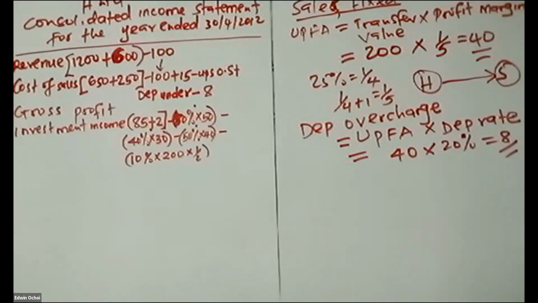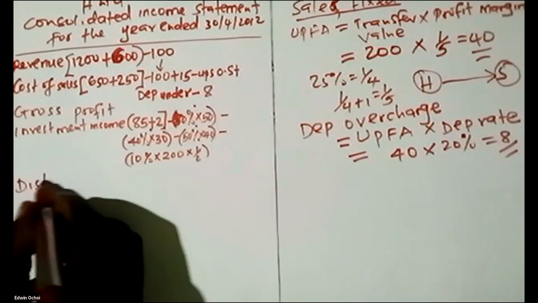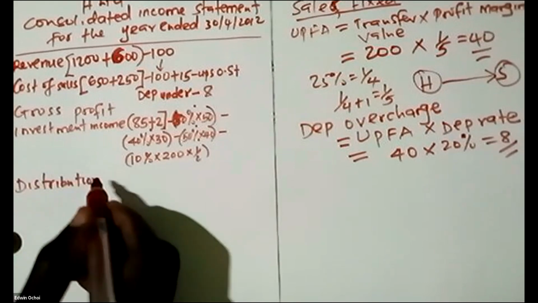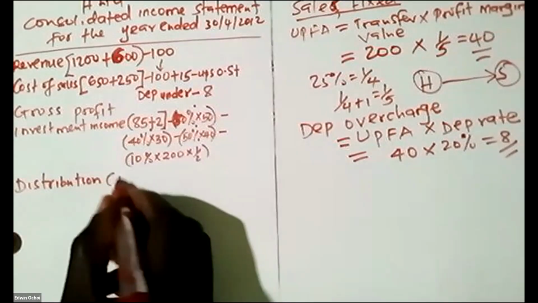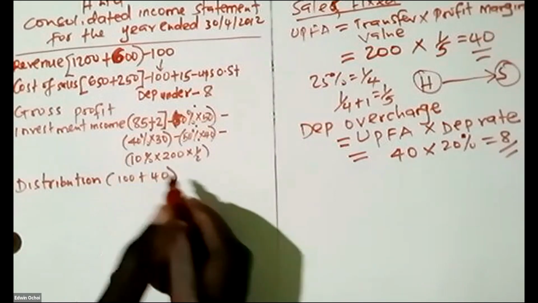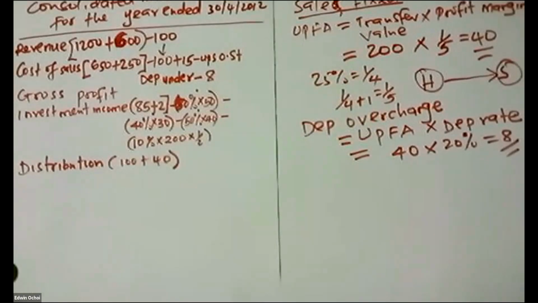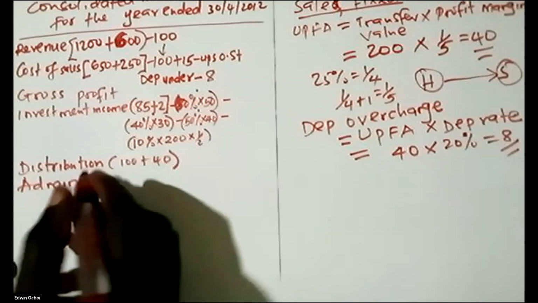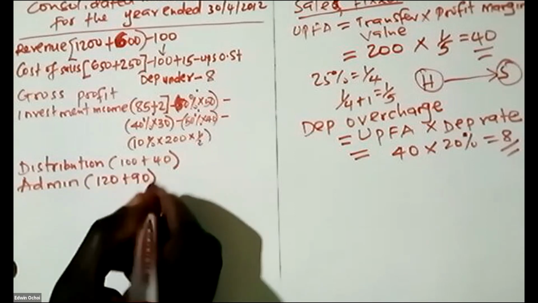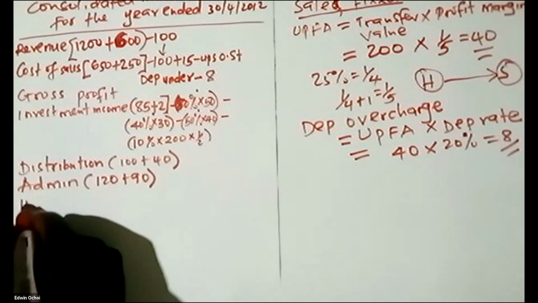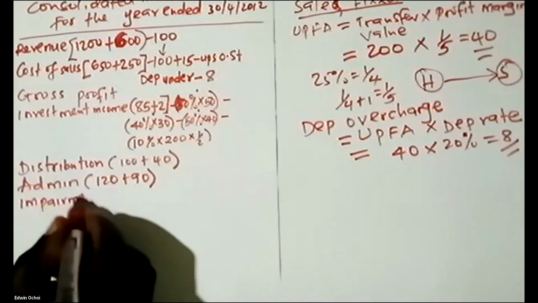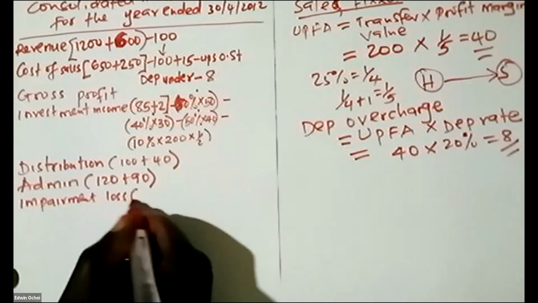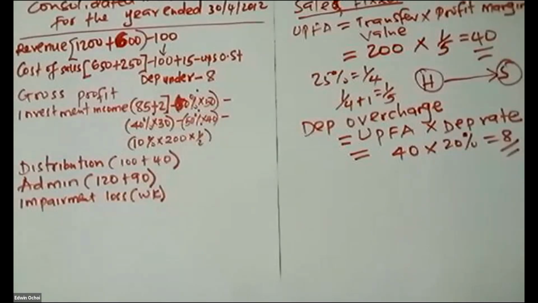So to get the interest which they were getting in return is on the 10%. And that was the only challenging part, because the others are just direct, like distribution. Distribution is just direct. You add the parent plus subsidiary, 100 plus 40. For the admin, we have 120 plus 90. Then for impairment, you introduce it. So impairment loss needs workings.